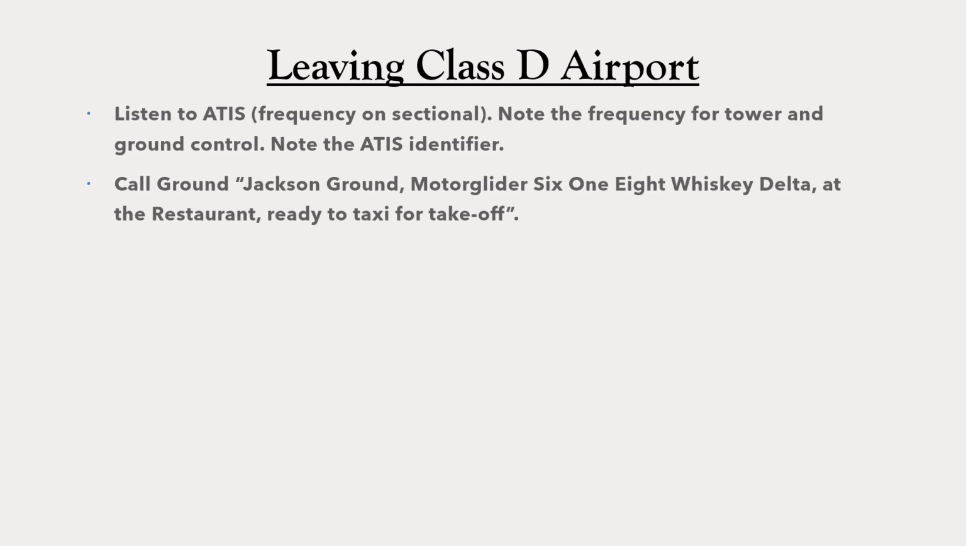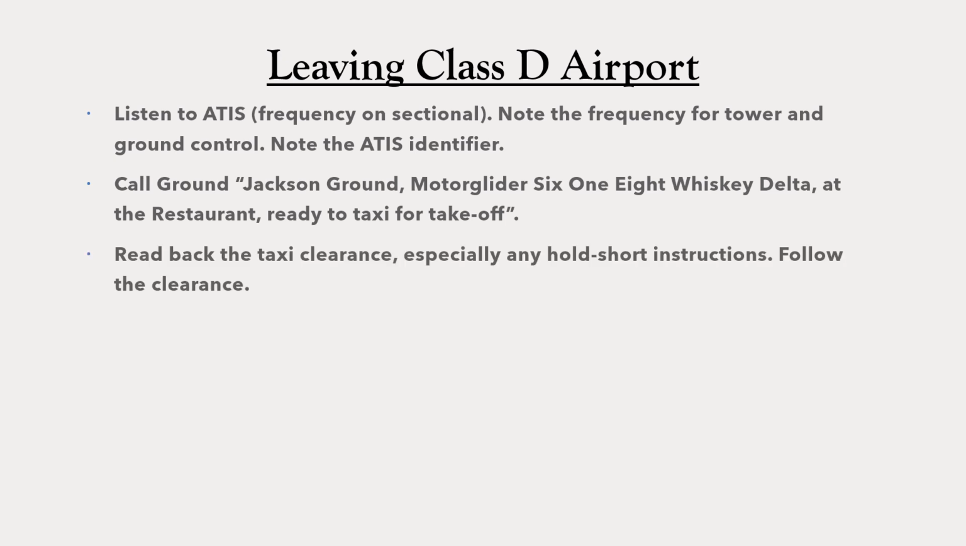You call ground control to start with: "Jackson Ground, Motor Glider 618 Whiskey Delta, at the restaurant, ready to taxi for takeoff." I forgot to write, like, with Oscar. You tell them that you've got the ATIS.